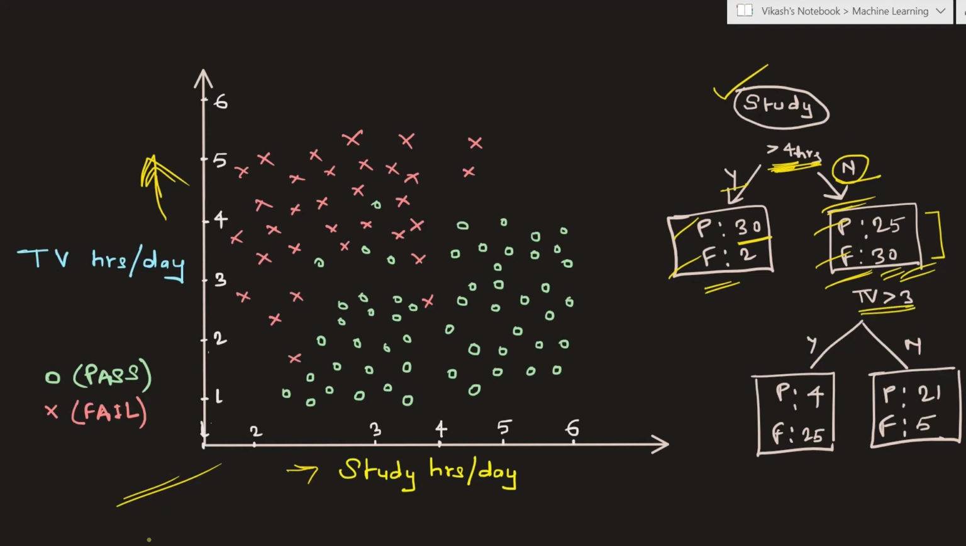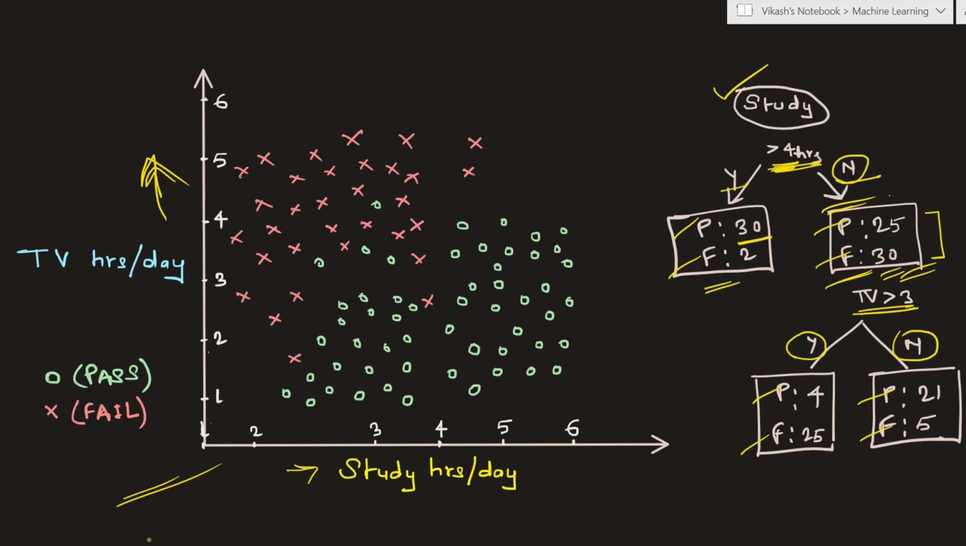If the student is watching TV more than 3 hours per day, if the answer is yes, that means the student is actually watching TV more than 3 hours per day, then we can see only 4 students are passing the exam, but 25 students are failing. On the other hand, if the student is not watching more than 3 hours of TV per day, then 21 students are able to pass the exam and only 5 are failing.